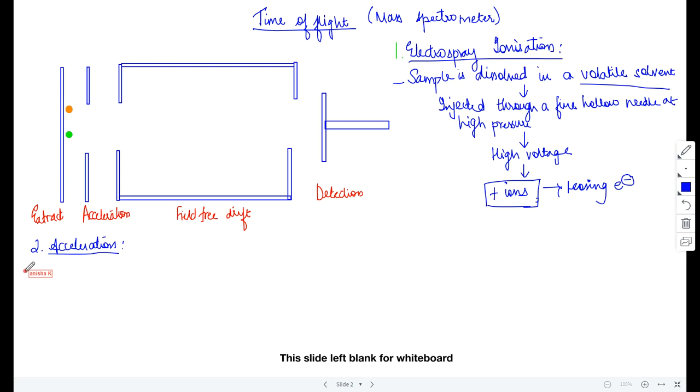So acceleration, I can say they are the positively charged particles. What is happening here is positively charged particles.